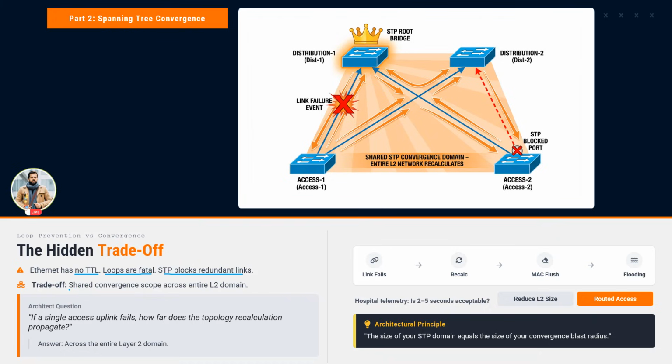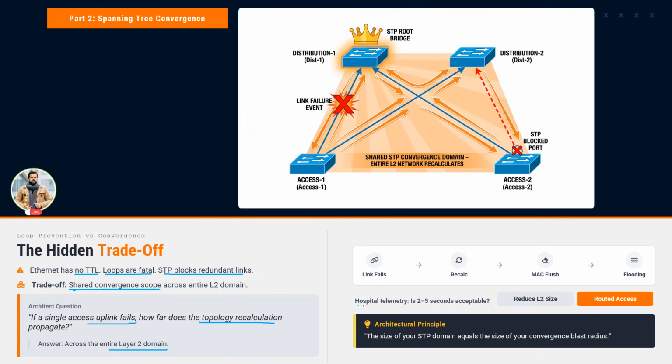But the real hidden cost isn't the blocked links. It's the shared convergence scope. If a single access uplink fails, that topology recalculation propagates across your entire layer 2 domain. Can you give us a real-world scenario where this matters?